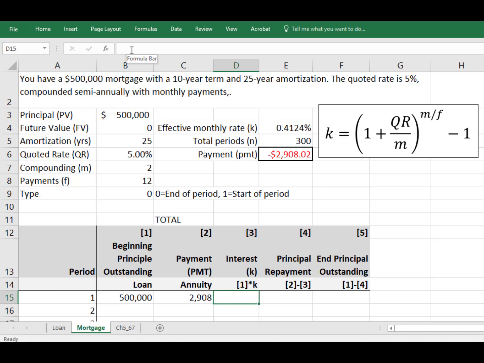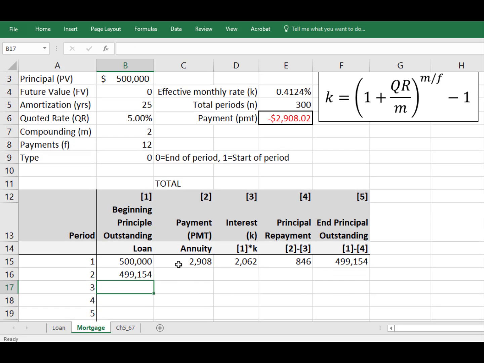To calculate how much the interest is, remember it's the monthly effective rate. We're going to take the monthly effective rate, and I'm going to make it absolute referencing, multiplied by the starting or beginning balance for the loan, $500,000. We can see that the principal repayment is going to be the difference between the total payment and the interest expense, and that the end principal amount is going to be the starting amount minus the amount of principal repaid in that month.